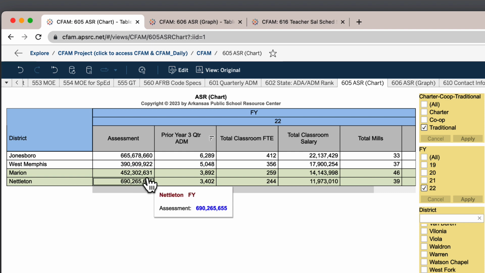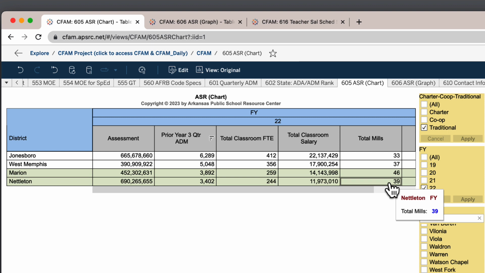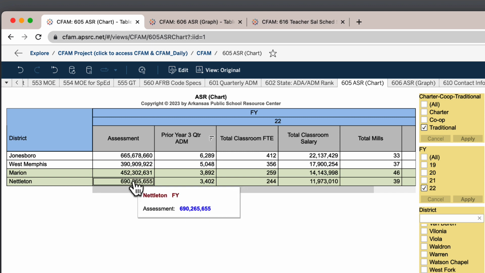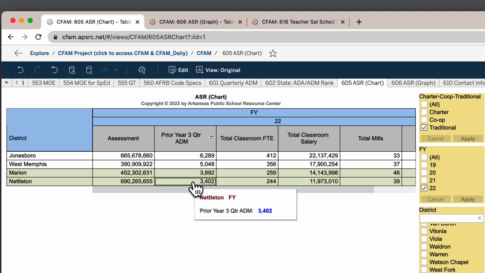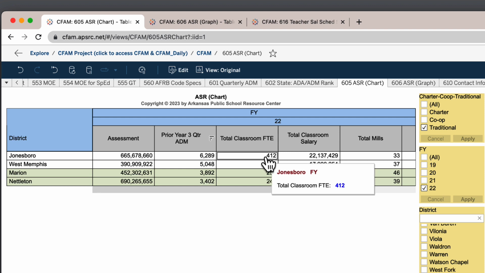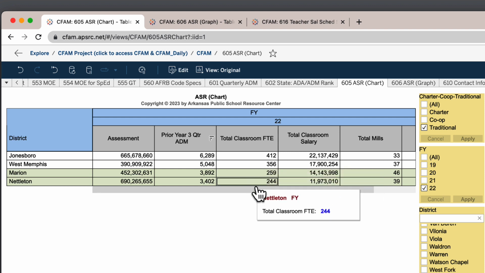If you compare them to Nettleton, their neighbor, well, Nettleton has a higher assessment, not by a lot, but some, and they have more meals. They have 6 more meals than Jonesboro. So they're getting more tax-based money. They're not getting as much foundation money, so you have to consider that as well because they have fewer students. In fact, they have roughly 2,800 fewer students than Jonesboro does. Jonesboro is having to pay 412 classroom FTEs versus Nettleton's 244. They have fewer students, they have fewer employees. That should be expected, but that just is a good visualization to see all this data on one sheet.